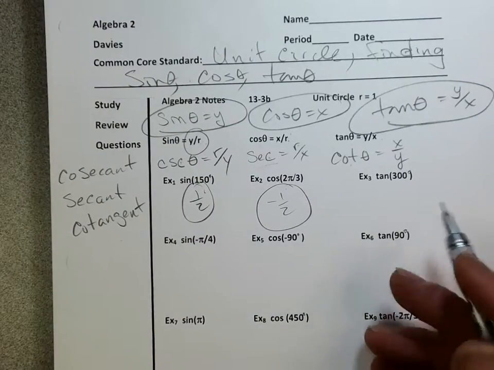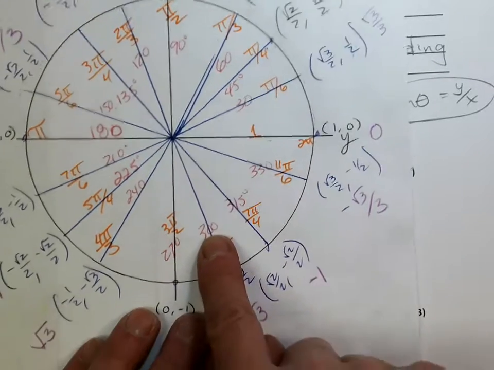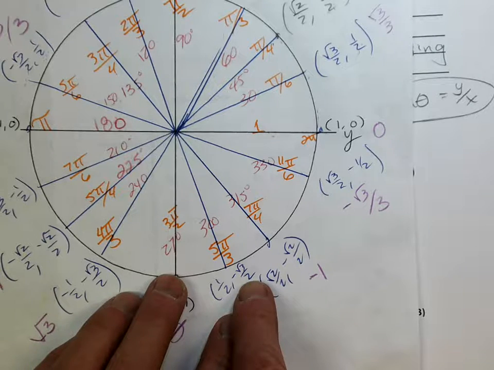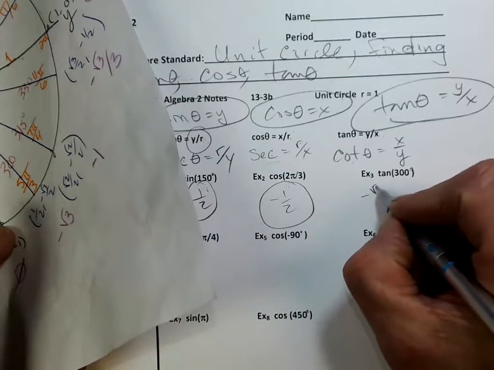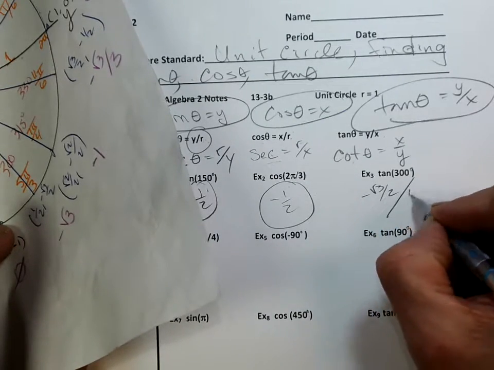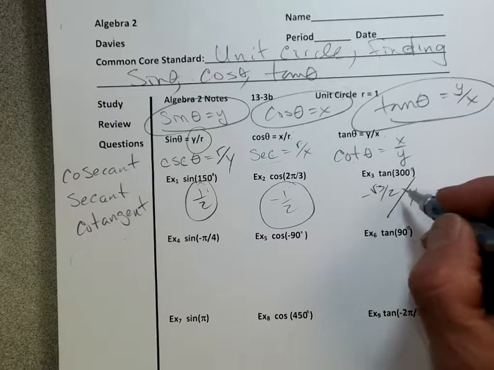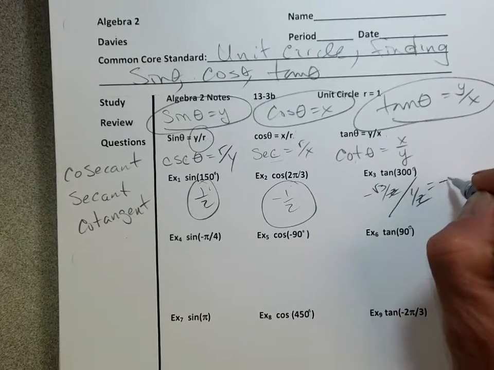Okay, tangent of 300. So I go to 300 degrees. 300 degrees is right here. Okay, with me? Tangent is the y over the x. So I want the y over the x, so I'm going to go negative square root of 3 over 2 divided by 1/2. Oh, that's a pretty awful answer, right? The 2's will cancel, and I'll get negative square root of 3.